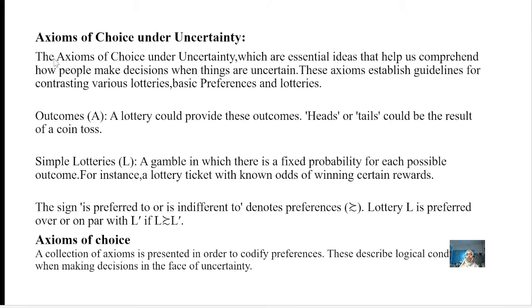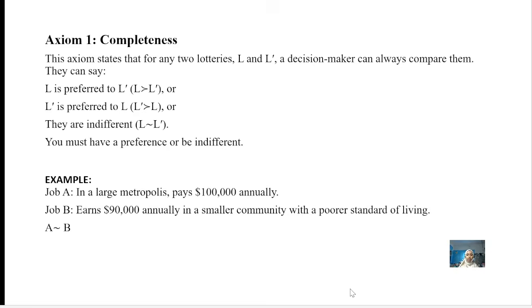Then we have to know what an axiom is. There are 6 axioms. Axioms help us to comprehend how people make decisions when things are uncertain, and they also describe logical conduct when making decisions in the face of uncertainty.